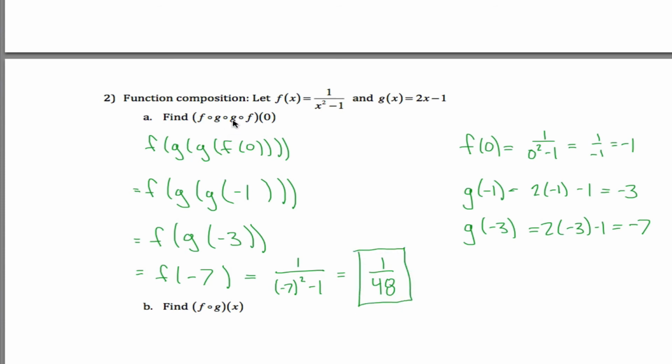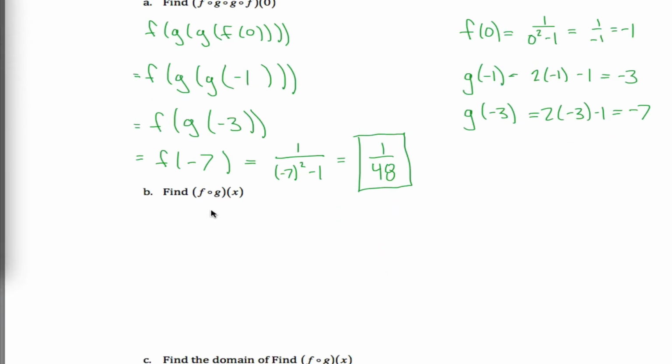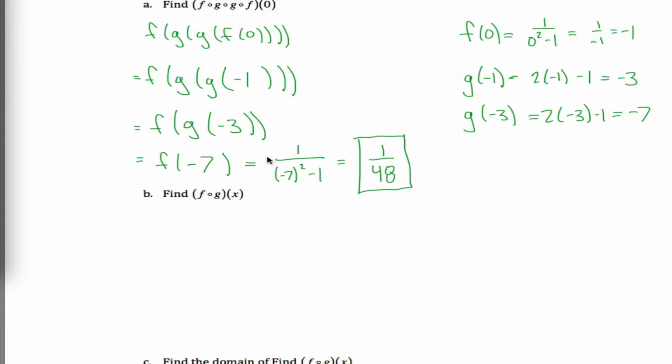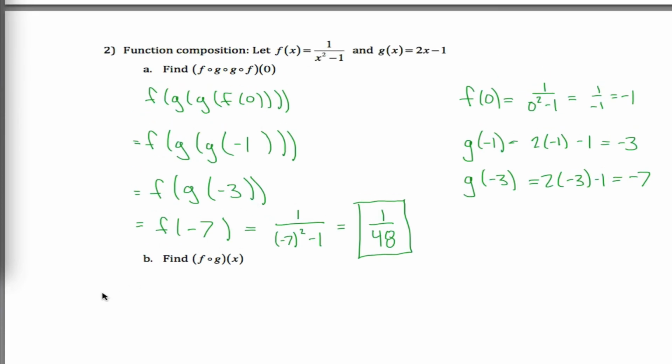So f of g of f of 0 ends up being 1/48. Okay. What about f of g of x? The idea here is a lot like the idea here. I'm going to first rewrite it in this parenthesis notation because I like this parenthesis notation. And I'm going to start from the inside. Up here I figured out f of 0 first. Down here I'm going to figure out g of x first.